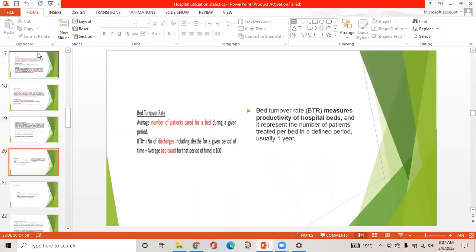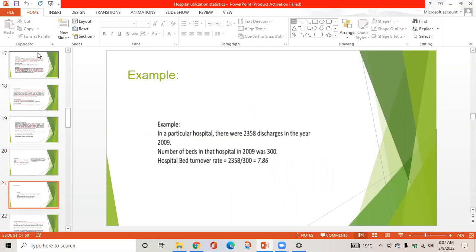Now, bed turnover rate measures the productivity of the hospital beds and represents the number of patients treated per bed in a defined period, usually 1 year. For example, in a particular hospital, there were 2,358 discharges in the year 2019. The number of beds in that hospital in 2019 was 300. Now, hospital bed turnover rate is calculated as this. And in this example, 7.86 is the hospital bed turnover rate.